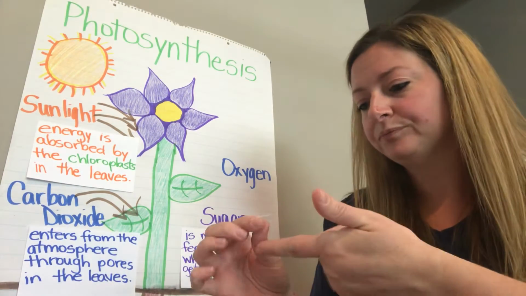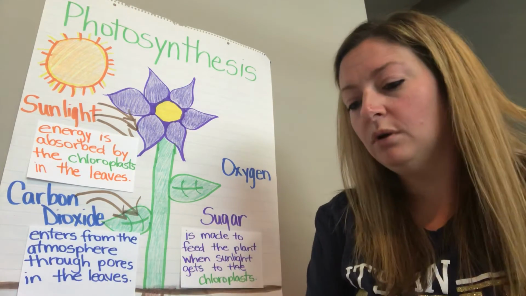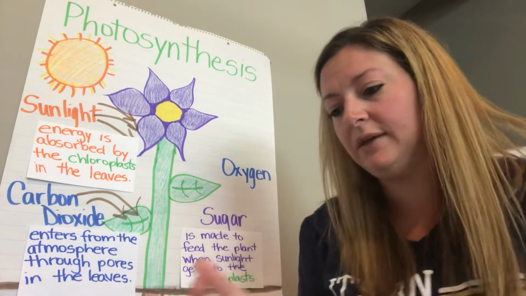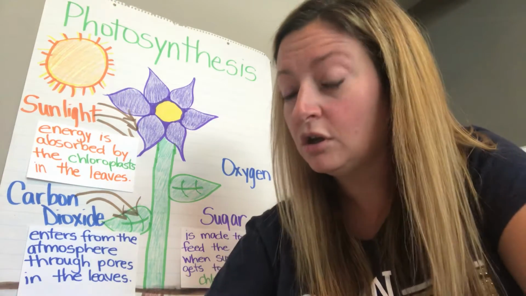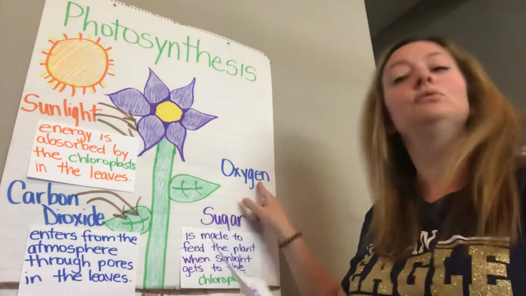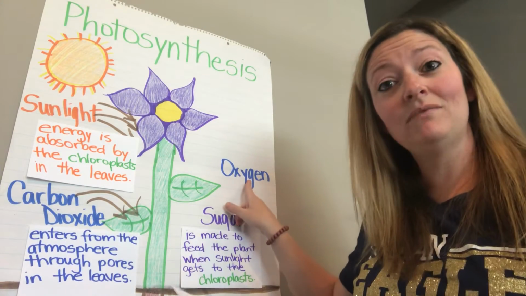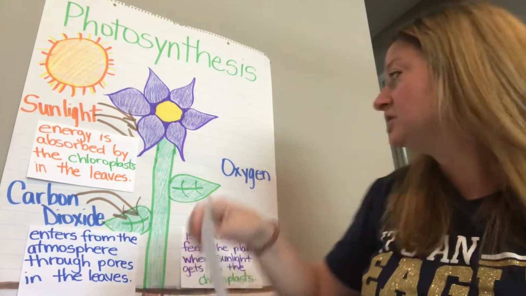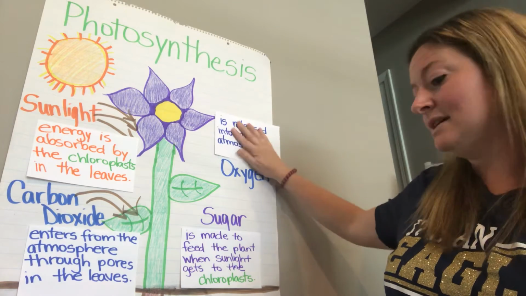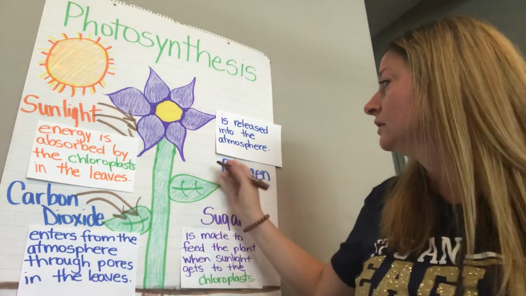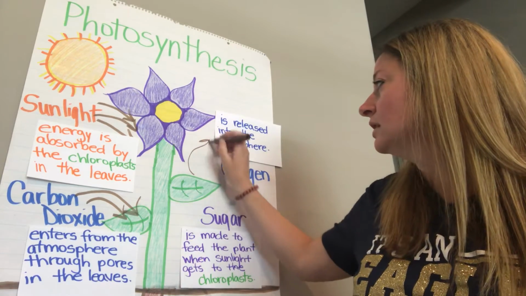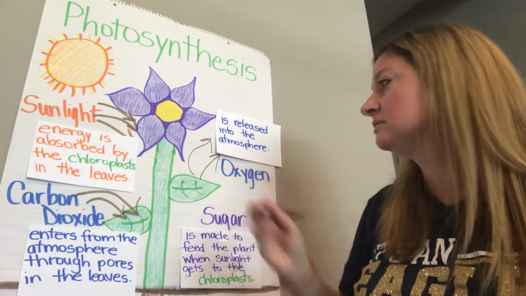Now, what do we do with that sugar? What does the plant do with it? Great. We have one step left. If you looked up here, you would have seen oxygen. Now the oxygen is actually released back into the atmosphere. Okay? So the oxygen comes out of the plant.